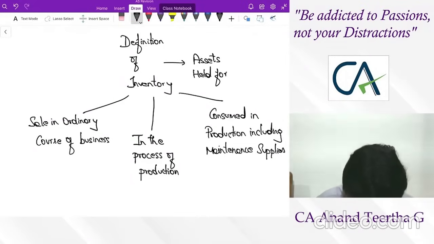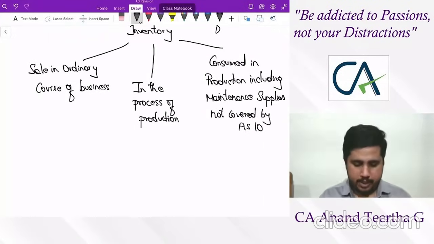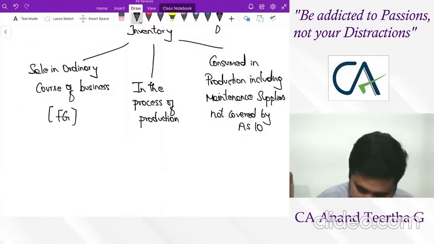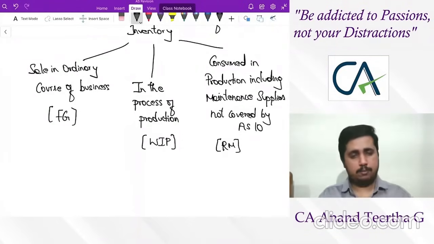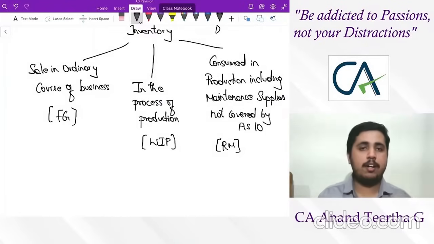If not covered by AS10. Okay, how to interpret this? Sale in ordinary course of business basically means finished goods. In the process of production basically means work in progress. Consumed in production is basically raw material. However, in the last point, when it is consumed for production, it does not just include raw material, it will include all other supplies as well, like tools, jigs, dies and all maintenance supplies, provided they are not covered by AS10.